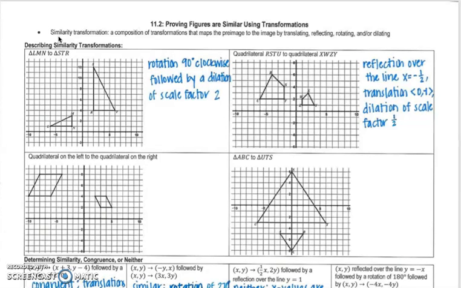So remember all those things that it keeps from 11.1. Betweenness, lines are parallel, things like that. Okay, but the size is not the same.